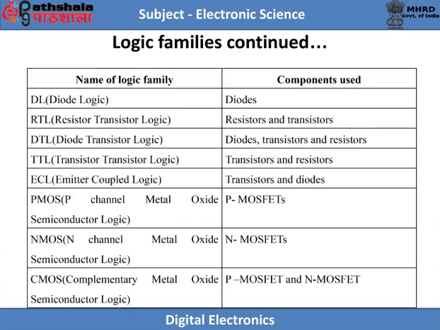PMOS, that is p-channel metal oxide semiconductor logic, uses p-channel MOSFETs. NMOS, n-channel metal oxide semiconductor logic, uses n-channel MOSFETs, while CMOS, that is complementary metal oxide semiconductor logic, uses both p-channel as well as n-channel MOSFETs.